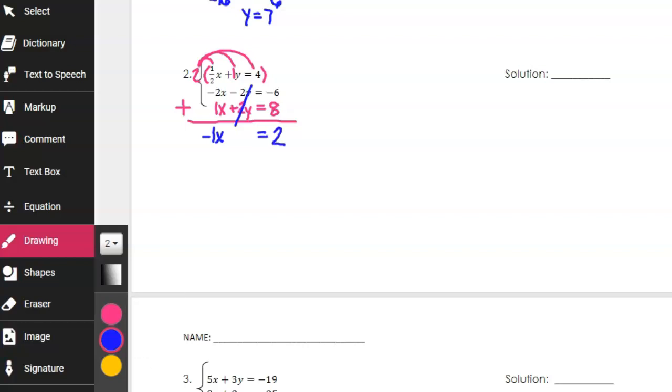I don't want -1x, I just want x. So I'm going to divide both sides by -1. And I get x equals -2. So now I want to take that value and substitute it into one of my equations. It doesn't matter which one. I actually kind of like this equation that we created when we multiplied by 2. So I'm going to go ahead and substitute it there. It's okay that it's not an original equation. It's kind of a variation of an original equation.